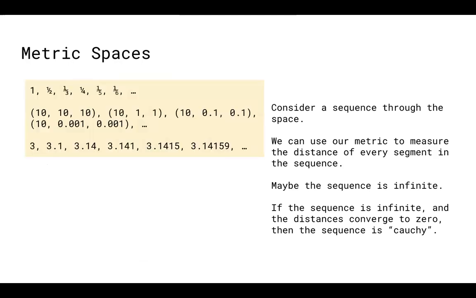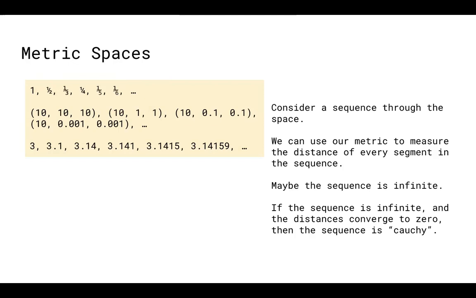So here's some examples. One would be 1, 1/2, 1/3, 1/4, 1/5, 1/6, etc., which is a Cauchy sequence because the distance between each pair of items is smaller than the previous one, right? And it converges to 0. It's not just smaller, it's smaller in a way where the smallness converges to 0. In other words, the limit as t goes to infinity of the distance between the t item and the t plus 1 item is 0.